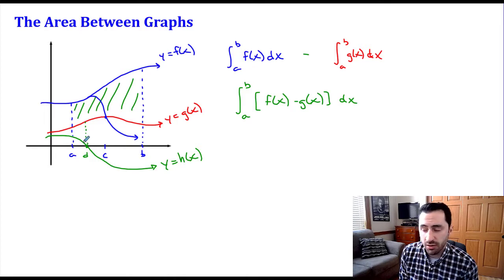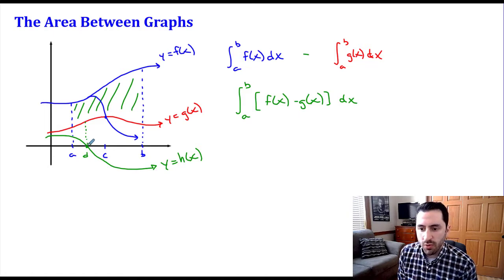That's what we had in the first time around. But now once I get to this point D, h of x is below the x-axis. However, this is still going to work out just fine because when I take the integral of h of x, if it's below the x-axis, all this area has a negative value associated with it.